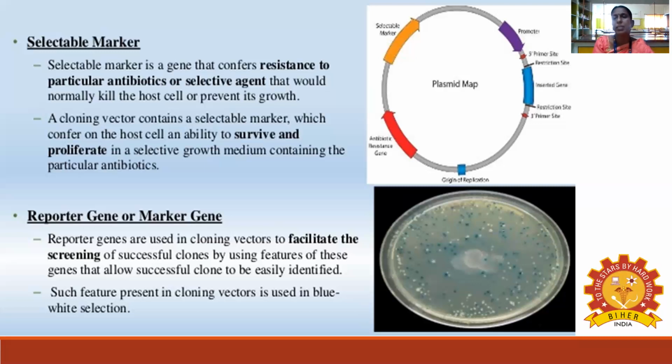But in the other case, the foreign DNA can be inserted in the lac gene. Automatically, you are getting insertion of the foreign DNA into the lac gene. So beta galactosidase activity is completely blocked. So you are getting white color colonies. Okay, you are getting the white color colonies for the recombinant product.